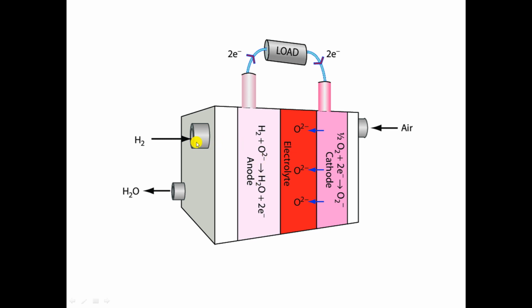At the anode, the hydrogen supply is there continuously. The hydrogen at the anode and the oxygen ions which came from the cathode combine together to form water and release electrons, and these electrons go through the external circuit, and the product of the anodic reaction exhausts from this outlet.